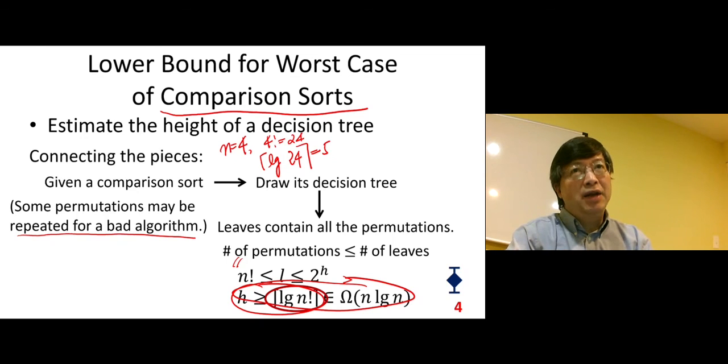Then we have the last part of today, B.5. We will study the search algorithms. After the sorts, we want to study the search algorithms using decision trees. All right.